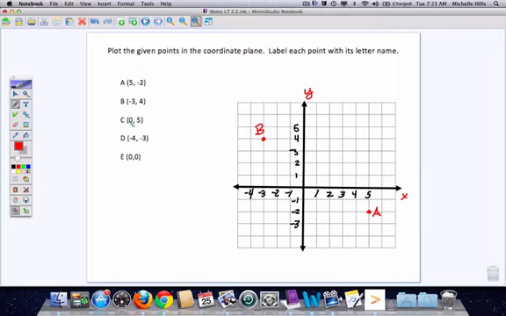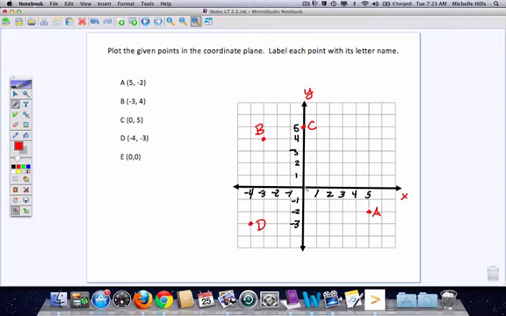C is the point where x is 0 and y is 5. So if x is 0, it means I don't move to the left or right at all. I stay right here. But then y is 5, so I move up 5. That is point C. D is the point negative 4, negative 3. So x is negative 4, I move to the left 4. Y is negative 3, so then I move down 3. That's the point D, which I label.